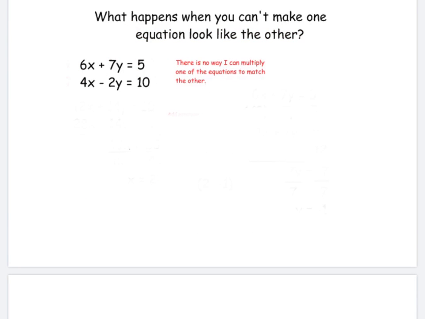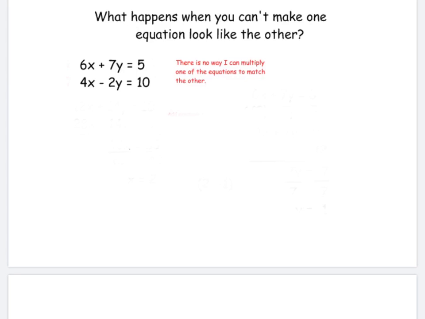This last example is going to look at what happens if you cannot make the smaller coefficient into the opposite of the larger coefficient. So right now, for step 1 with linear combinations, you have to make sure your variables are lined up. Our x's are on top of each other, as are our y's. So we know that we're okay in that respect. Then we need to look at our coefficients. Our x's are 6 and 4, and our y's are 7 and negative 2.